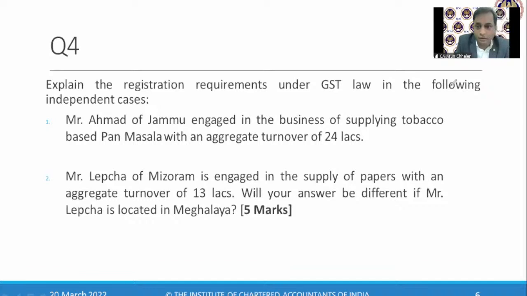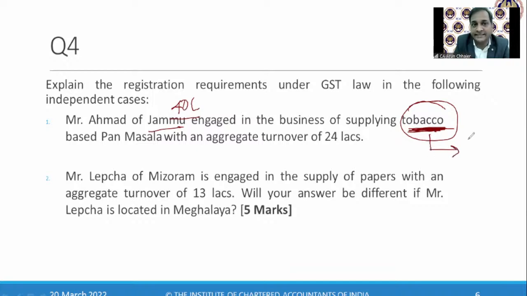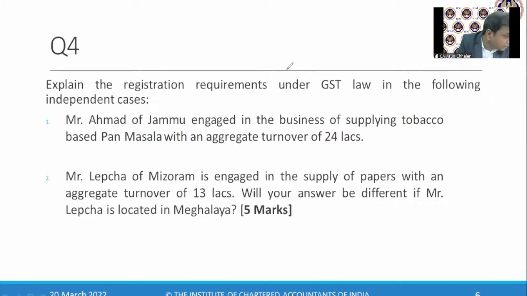Vivek, tobacco. He is supplying the goods only. Normally, in case of Jammu and Kashmir, limit would be 40. But because he is supplying tobacco, which is covered in the exception, the limit would be 20. He has to take registration. Absolutely clear. Absolutely correct. Tirumala Koli, perfect.